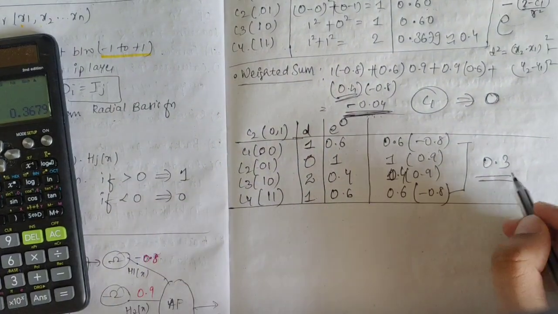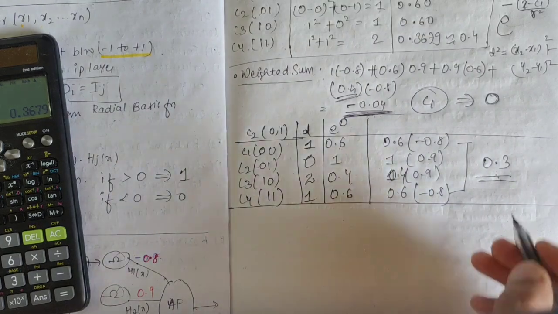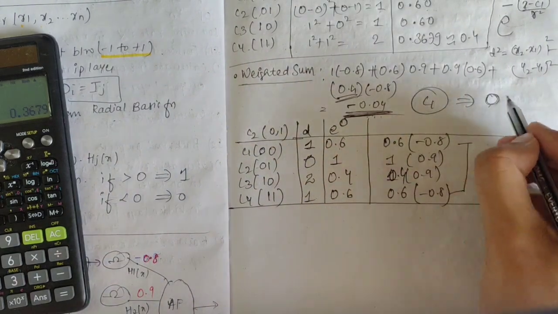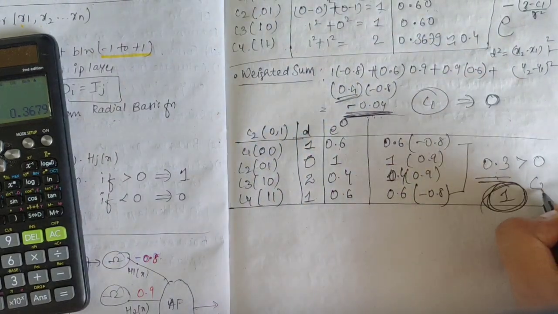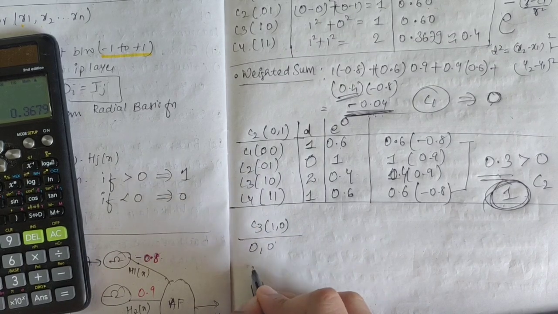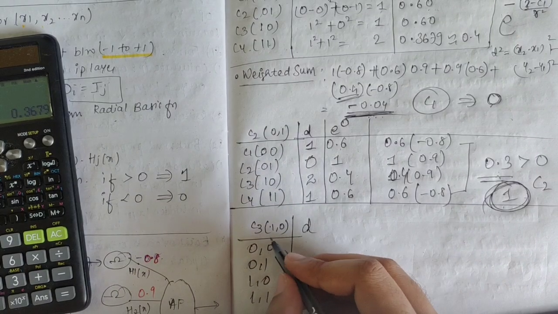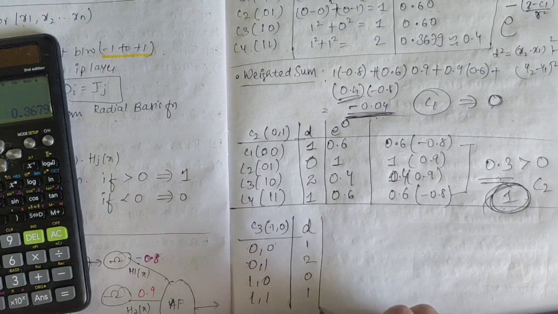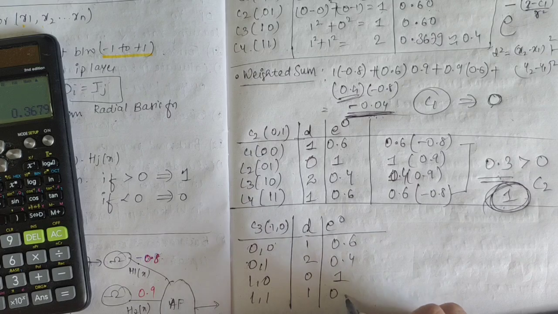Now for C2, is this greater than 0 or lesser than 0? This is positive, right? So I can write it is greater than 0, so I'll write 1 here. For C1 I've got 0, for C2 I got 1. Similarly for C3 I'll quickly write 0, 0, 0, 1, 1, 0 and 1, 1. Calculating the distances, 0 minus 1, 0, 0, so I get 1 here. Here I get 2, here I get 0, here I get 1. Writing the e power values here, I would get 0.6, 0.4, 1 and 0.6.